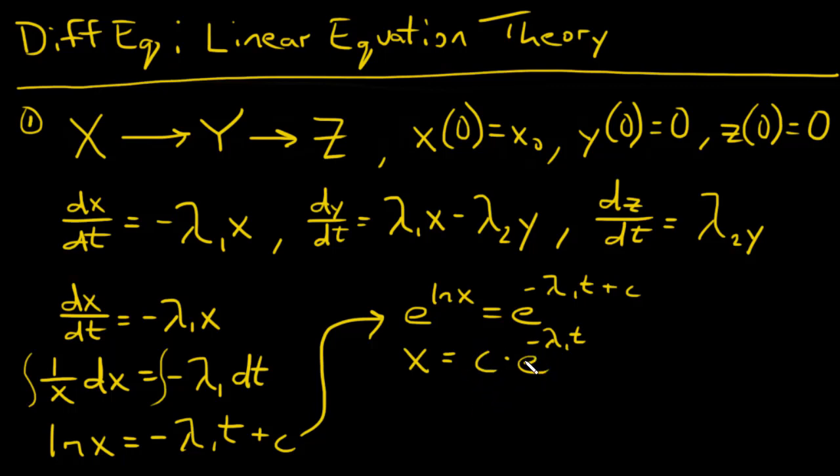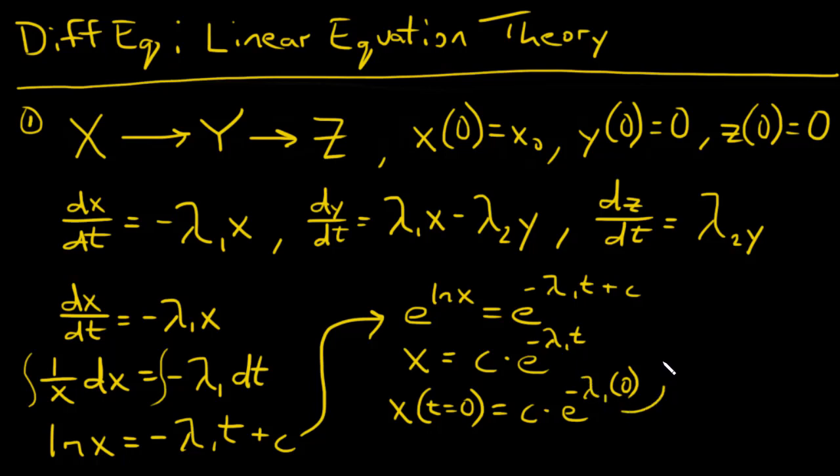I have a pretty good idea. I can figure out what c is based on running a lot of these, but let's just run through the process. So x at t equals 0, x of 0, is equal to c times e to the negative lambda 1 times 0. Now, x at t equals 0 is equal to something. That's equal to x naught.